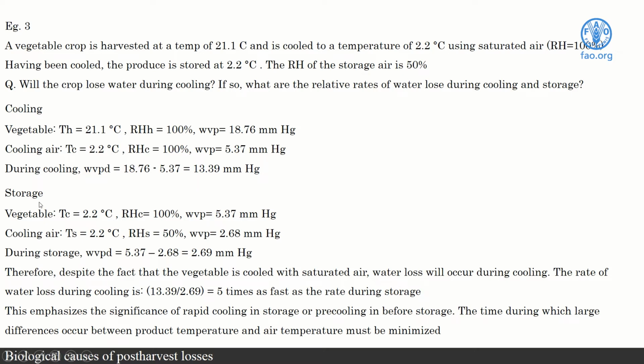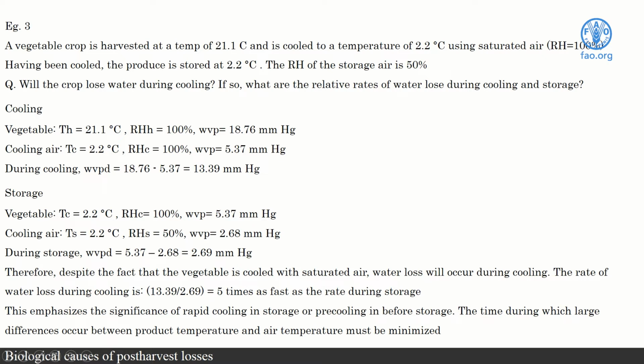And during storage, the temperature of the vegetable was 2.2, and the relative humidity was kept at 50%. So the water vapor pressure was 2.68. During storage, the water vapor pressure deficit was 5.37 minus 2.68. It is 2.69 millimeter of mercury.